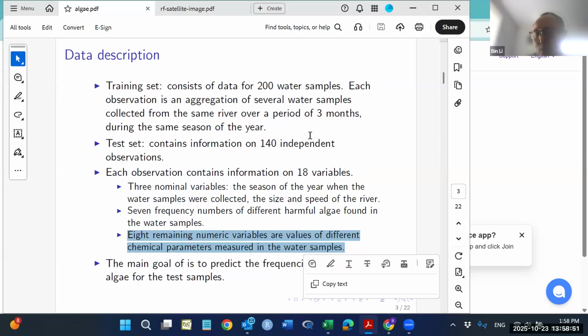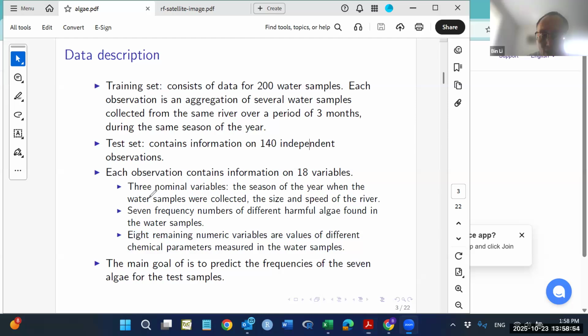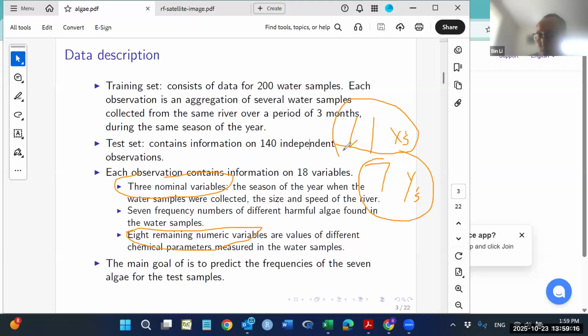So how many predictors do we have? We have 3 plus 8. So in total, we have 11 x variables, and we have 7 y's. So we have 7 responses, okay? And the main goal is to use these 11 x's to predict the algae concentration for these 7 different algae, for these 7 responses, on the test set.